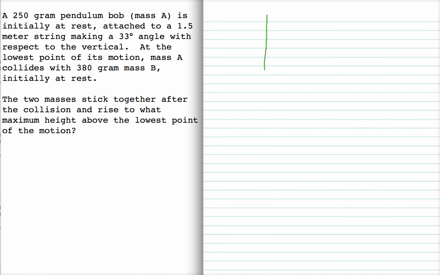So here's the pendulum at the lowest point of its motion. And let's see, we start off at a 33-degree angle. So this is L. This is 33 degrees. This little piece right here is L cosine 33. This little piece here is the height, which is L minus L cosine 33.